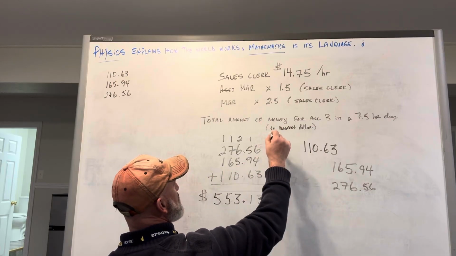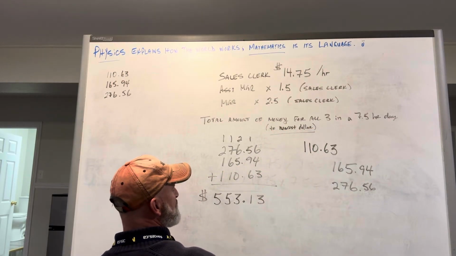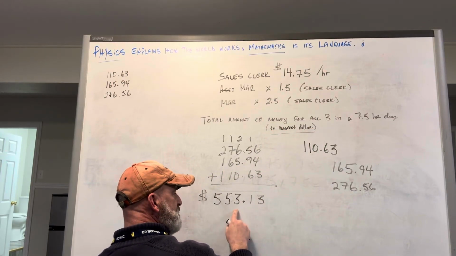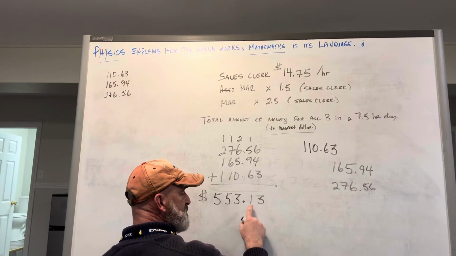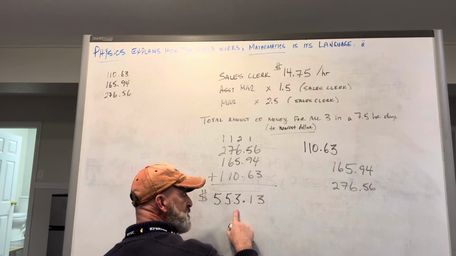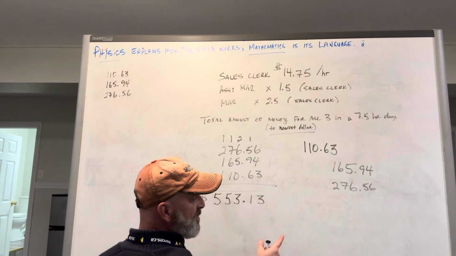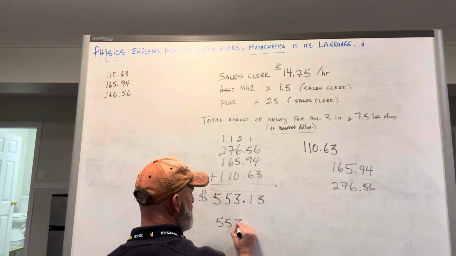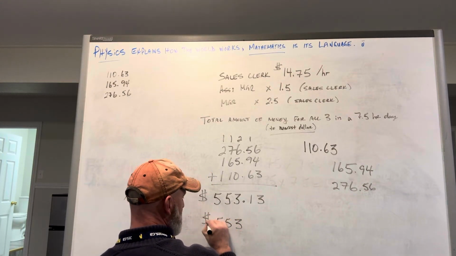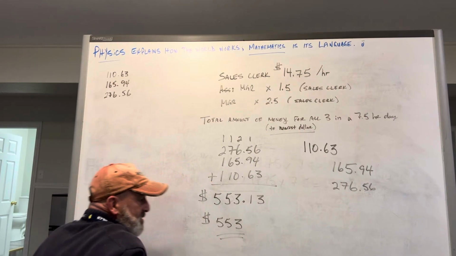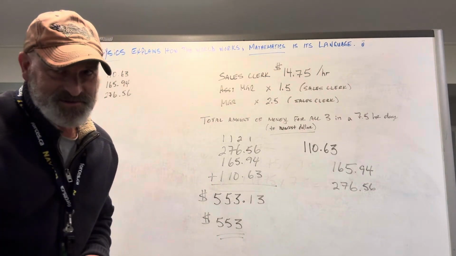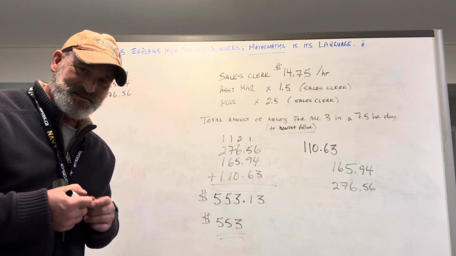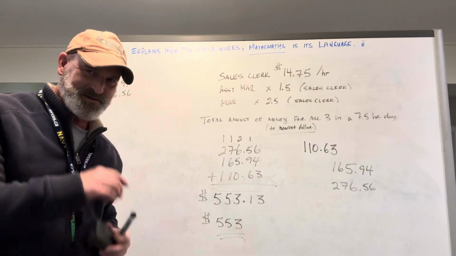But the question said to the nearest dollar. Is 553.13 closer to 553 or 554? It's definitely closer to $553. And that should be your answer. I'm going to double check with the calculator, but nah, maybe you check with the calculator.